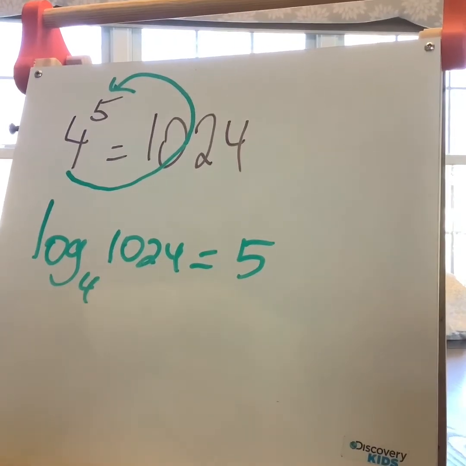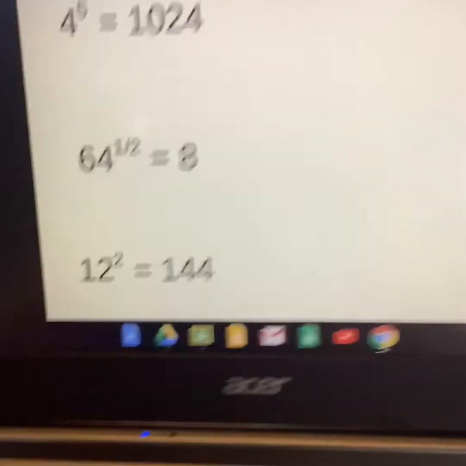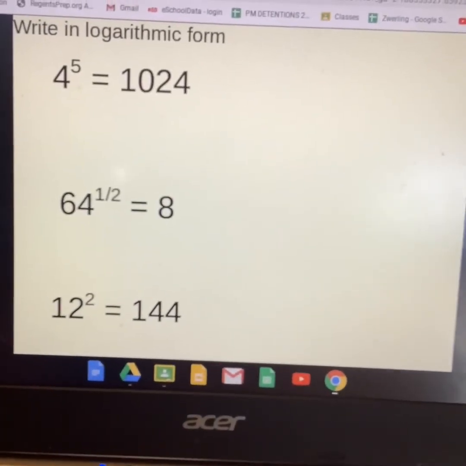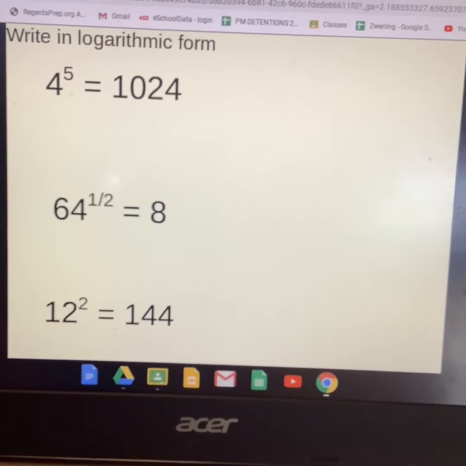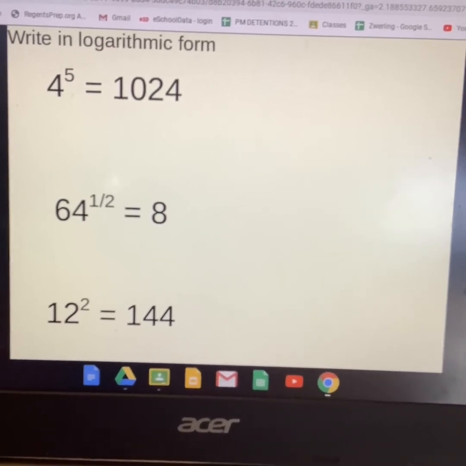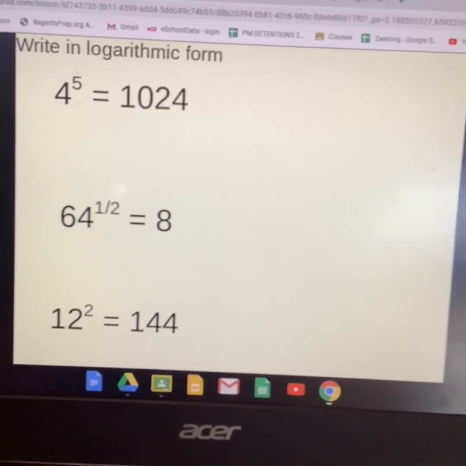At this point, I want you to pause the video and try those two problems. We've got 64 to the 1/2 equals 8. 12 squared equals 144. So pause it, try to convert those into logarithmic form, and then hit play.